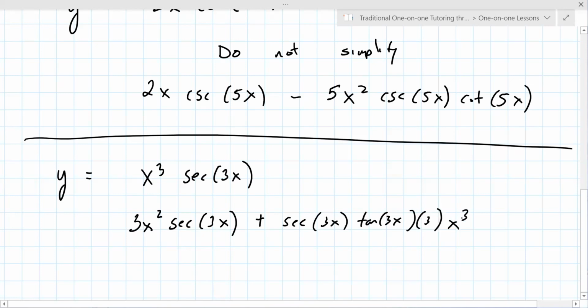Times x cubed. Oh. Wait, would it be, because you have to keep the first. So then why the 3 too? The 3 is the chain rule derivative of secant. Oh, x cubed, that's for the product rule. Yes, I see. Yes. Okay, got it. Forgot about that part. Okay, let's move on to number 15.